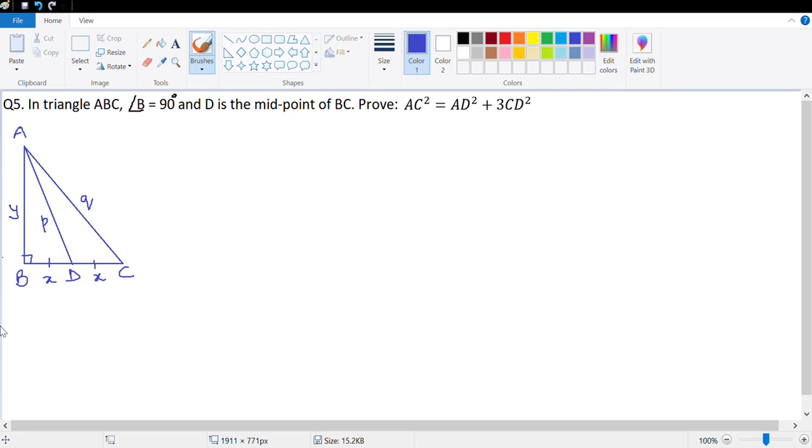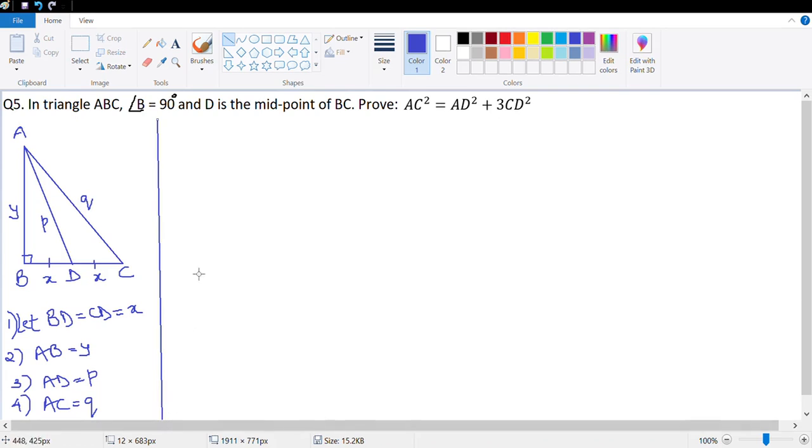Let's just write the assumptions that we've taken. Number 1, BD is equal to CD is equal to X. Number 2, AB is equal to Y. Number 3, AD is equal to P. And number 4, AC is equal to Q. Let's see what they want us to prove. So let's work with the left hand side first.